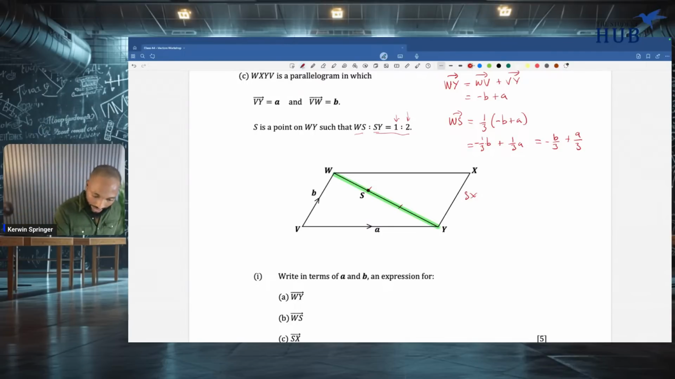SX, for SX, we want to do this. So how do we get that? Well, the key to vectors is finding another way. We already just figured out WS, so we know this way. If we know WS, we also know WX, because WX is the same thing as VY, A. You understand? It's a parallelogram. So this is A up here. And we just figured out that WS is 1/3 of A minus B. I could write it like this, 1/3 of A minus B.